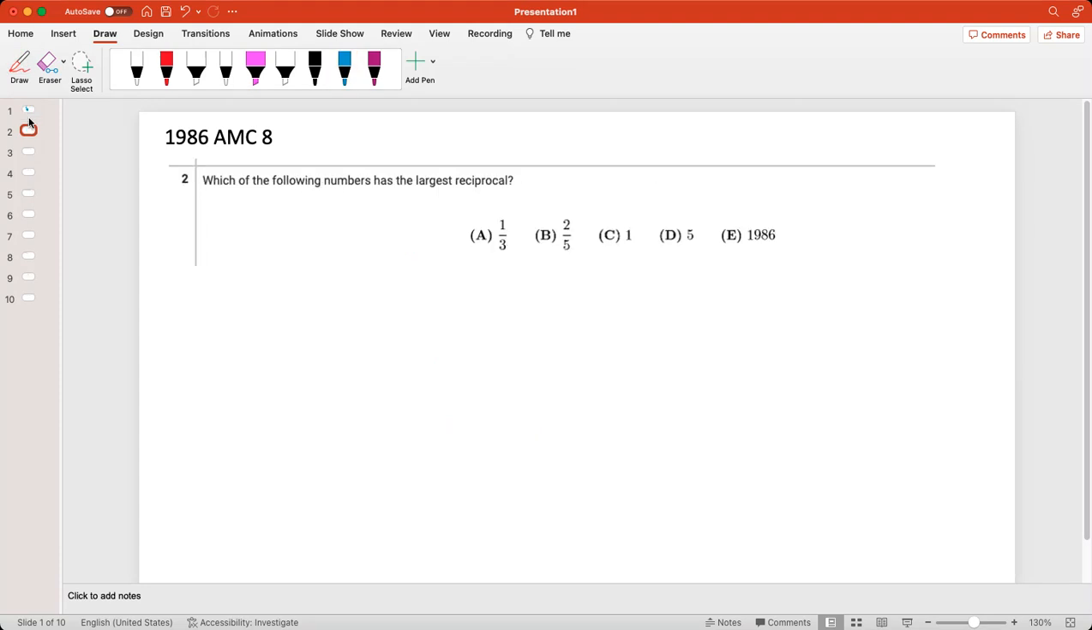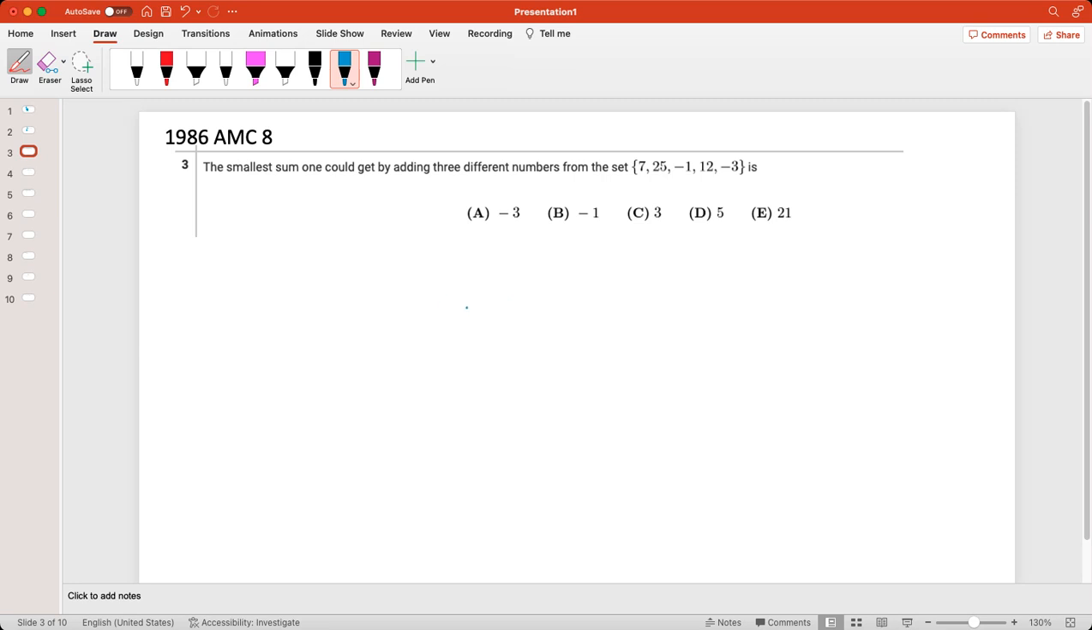Moving to the second question, which of the following numbers has the largest reciprocal? So if the number has a largest reciprocal, then the number itself should be the smallest number. So just by looking at the answer options, we know that the smallest number in this is 1 by 3. Okay, which is A, which is your answer option. Going to the next question.